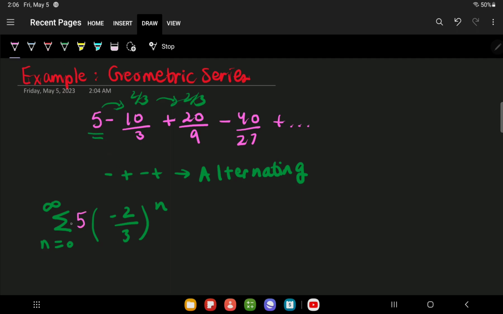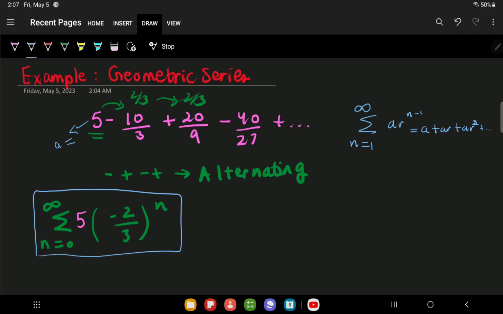So our a term, right, a geometric series is given by the sum from n equals 1 to infinity of a r to the n minus 1, which is a plus a r plus a r squared plus dot dot dot. In our case, a is always going to be the first term, so a is equal to 5. So this is our series. And now we can perform the geometric series test.